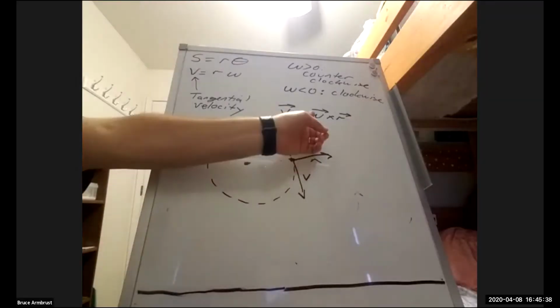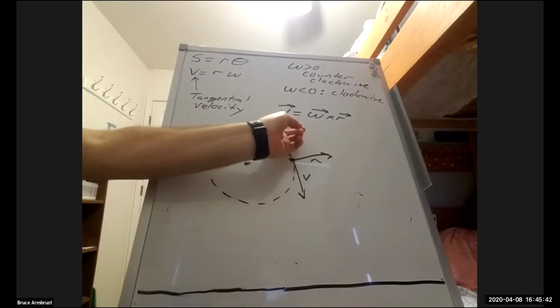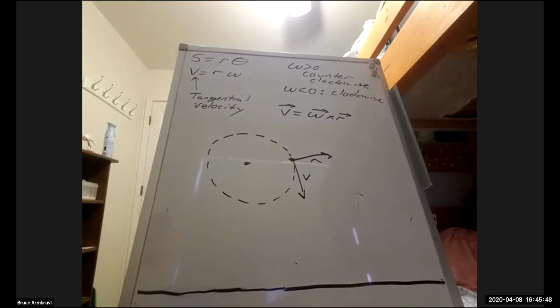You'll see here when I wrote omega cross r, it gave us another vector. It gave us the vector v. So cross product gives you a vector. All right, now let me get back to how you can tell where this vector is.